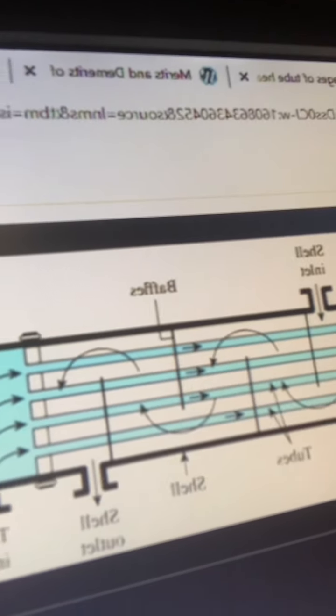Okay, the construction of the heat exchanger is basically as what we can always see in a diagram. It has a shell and it has tubes in it, like this. That is the construction for the shell and tube. There's a tube outlet, shell inlet, baffles, like I said just now, rear header, front header, tubes, shell outlet, tube inlet.